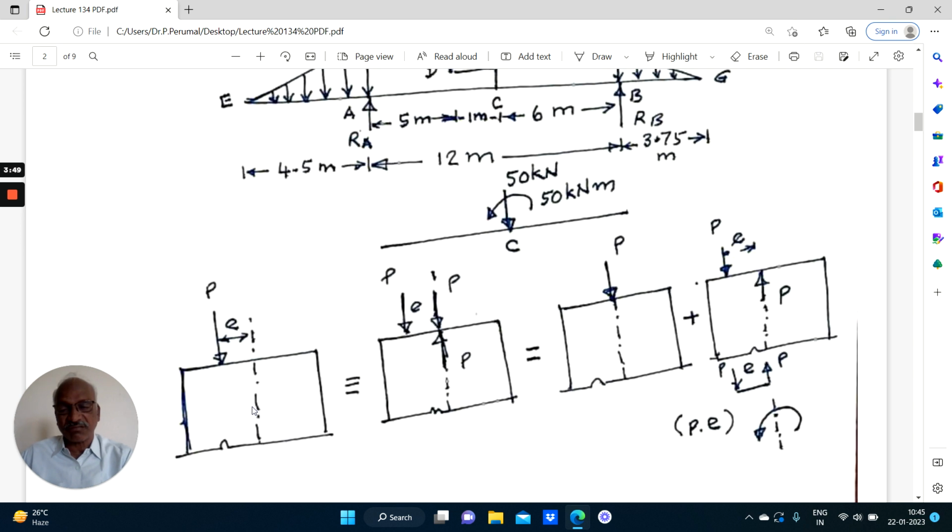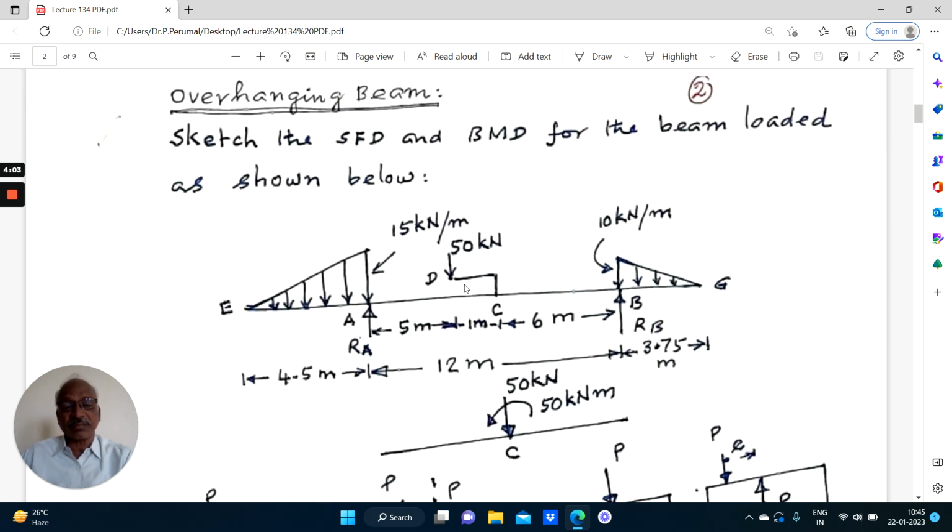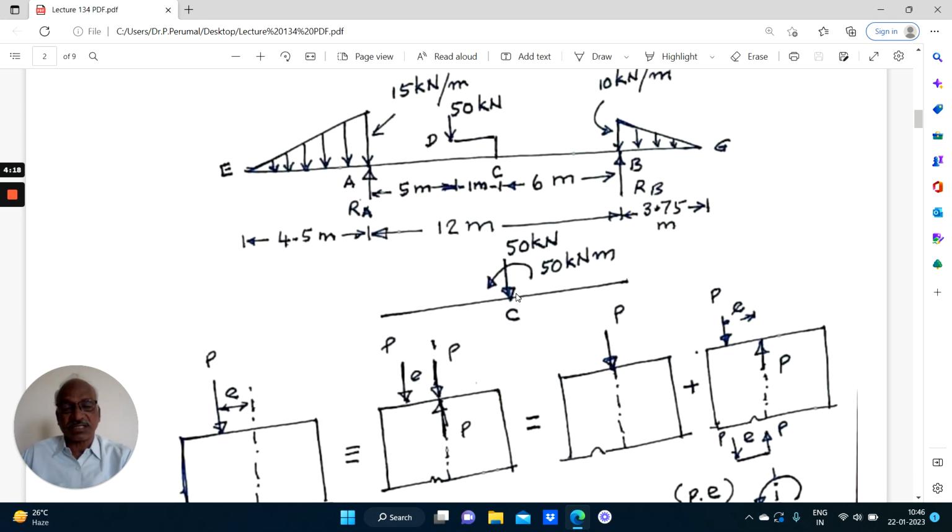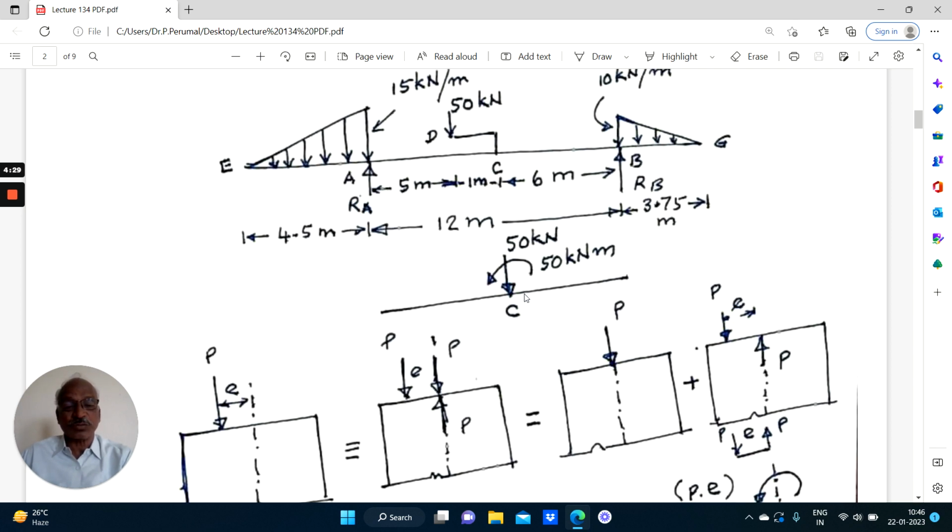So what we have to understand here is when a load is applied at an eccentricity, it will give the effects as that of the same load applied axially plus that of a bending moment. That is the point here. When you apply a load here, it is equivalent to applying the same force at the point C plus that of an anti-clockwise moment of 50 into 1.5 kilonewton meter. This is the result. Right? Sometimes they will directly give this moment. Sometimes they will give point load and a moment. That is the important difference that is to be clearly understood.